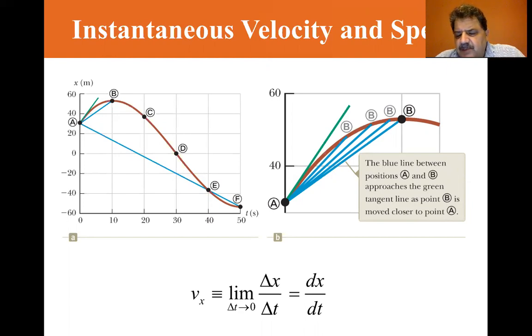The instantaneous speed of a particle is the magnitude of its instantaneous velocity, no direction. As an example, one particle has an instantaneous velocity of 25 meters per second. Another particle has an instantaneous velocity of minus 25 meters per second along the same line. Both have speeds of 25 meters per second. So there's a difference between speed and velocity. Speed is always a positive magnitude.